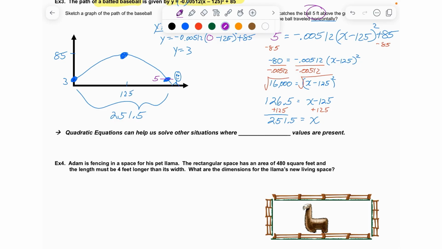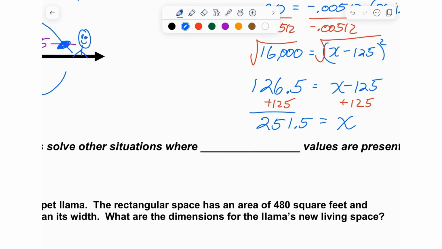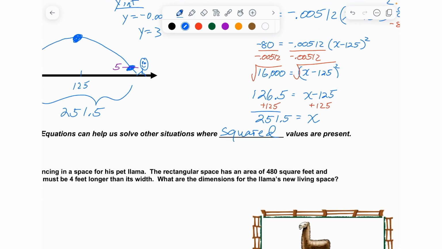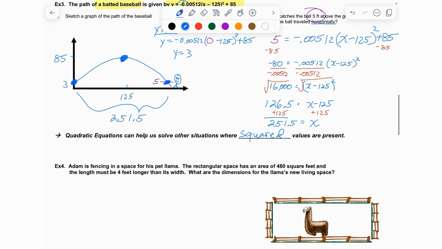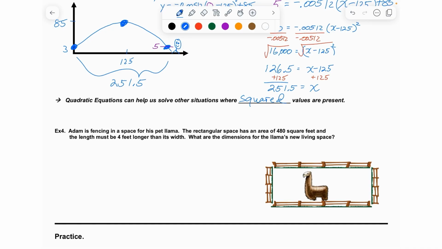Now for our last example today, I want to show you how a quadratic equation can help us solve a situation that's not necessarily a projectile motion, but just where some type of squared value is present. In other words, some type of other application. This is kind of a classic application dealing with a rectangular space. It looks like we're trying to fence in a pet llama. The space is going to be 480 square feet, and the length must be 4 feet longer than the width. I guess that is so the llama is happy.